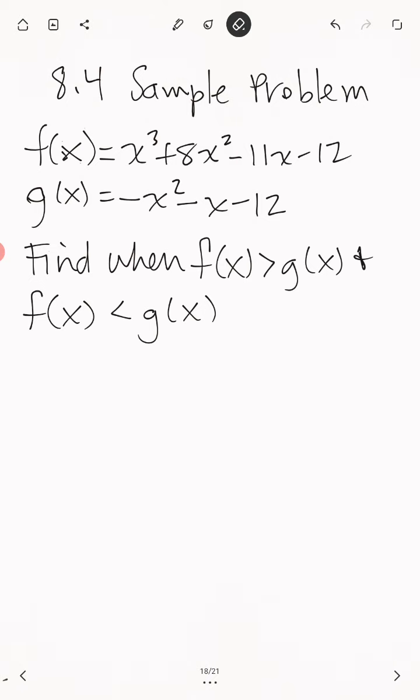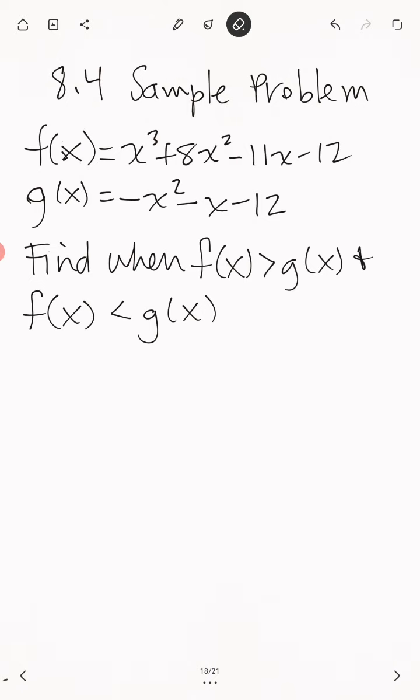So we are given two functions here, f of x, which is a cubic, g of x, which is a quadratic, and the question is find when f of x is greater than g of x and when f of x is less than g of x. So we're going to do it both algebraically and graphically, with two different methods: graphing both and analyzing how the graphs relate to each other, and also graphing the difference function. So let's start with graphing both functions, and then we'll analyze that graph.